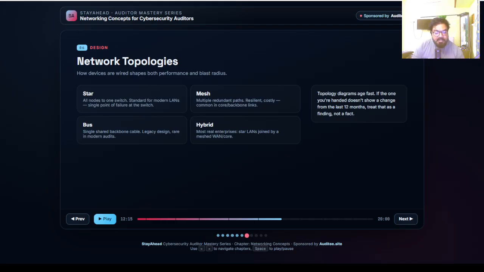Bus topology relies on a single shared backbone, a legacy design you'll rarely encounter in a modern audit. And hybrid topology is what most real enterprises actually run: star wired LANs joined together by a meshed wide area or core network.